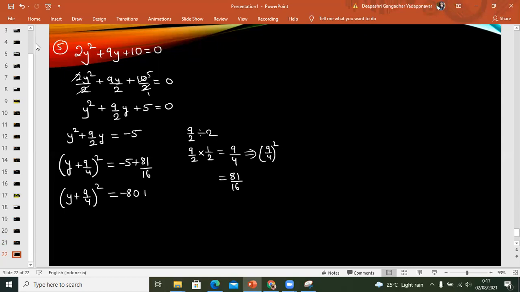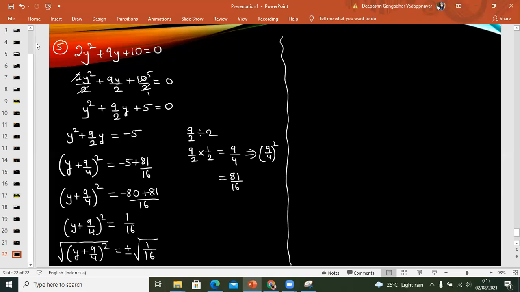Negative 80 plus 81 divided by 60. Again, (y plus 9 divided by 4) whole square. Negative 80 plus 81 is positive 1 divided by 60. Now the next step is we have to put the square root sign. Square root sign on the left, (y plus 9 divided by 4) whole square. Here also with plus or minus sign, 1 divided by 60.